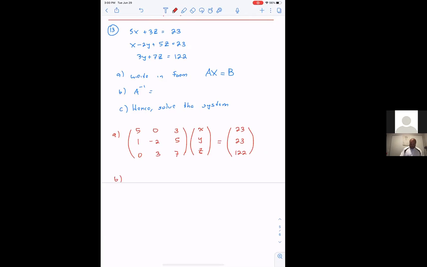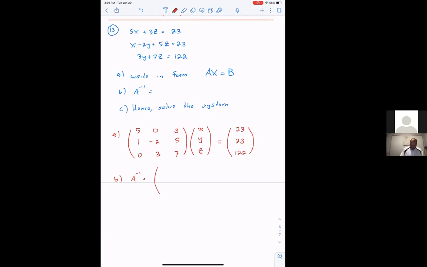B, find A inverse. Well, 3x3, so that's a calculator problem. Let's edit a 3x3 matrix, giving me 5, 0, 3, 1, -2, 5, 0, 3, 7. And then take that one and find the inverse. Ooh, lots of decimals. What's math, math? Ooh, we get nice fractions.